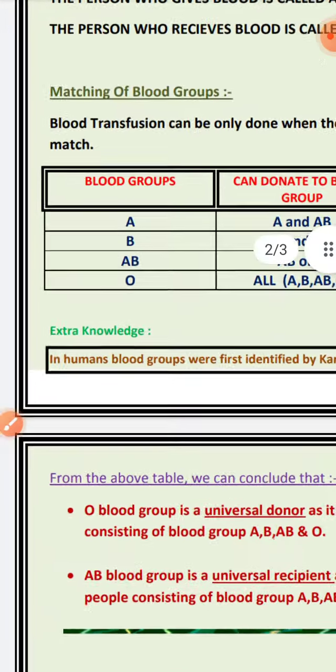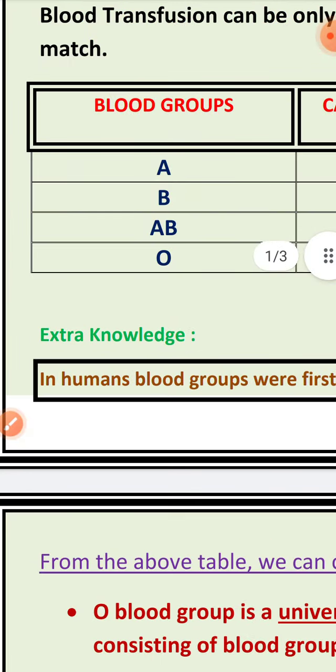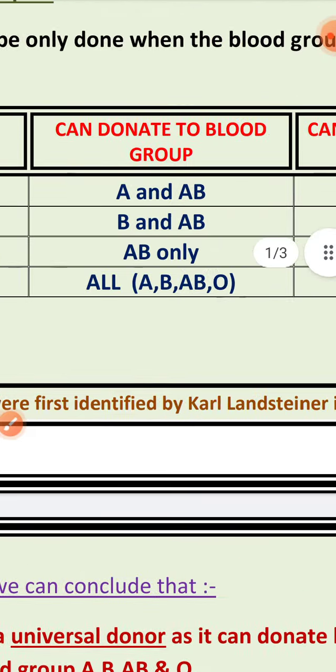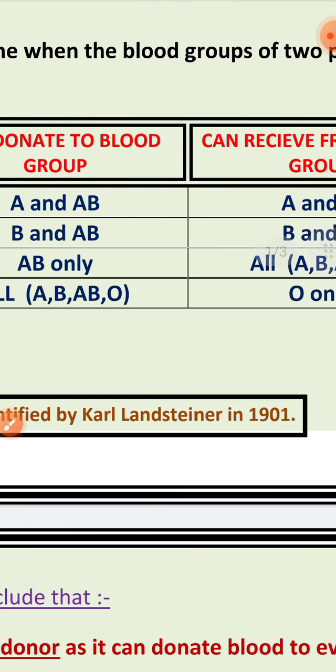Now one extra knowledge part is given over here. In humans, blood groups were first identified by Karl Landsteiner in 1901.